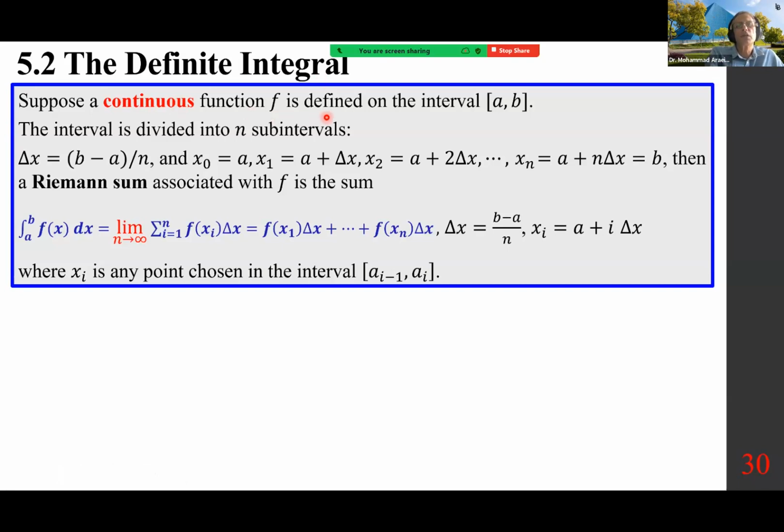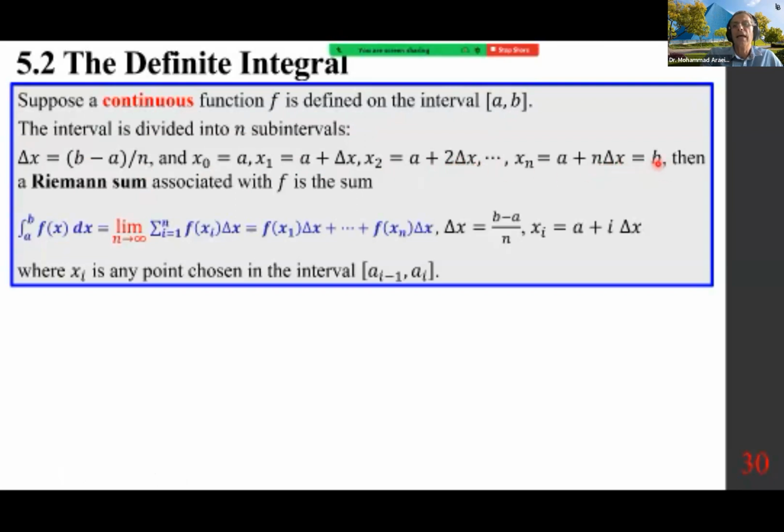Suppose a continuous function f is defined on the interval from a to b. It's a closed interval. The interval is divided into n subintervals, where delta x is (b minus a) over n. That's the width. x sub 0 is a, x sub 1 is a plus delta x, x sub 2 is a plus 2 delta x, and the last one, b, is a plus n delta x because we cut it into n subintervals. Then a Riemann sum is defined as follows.